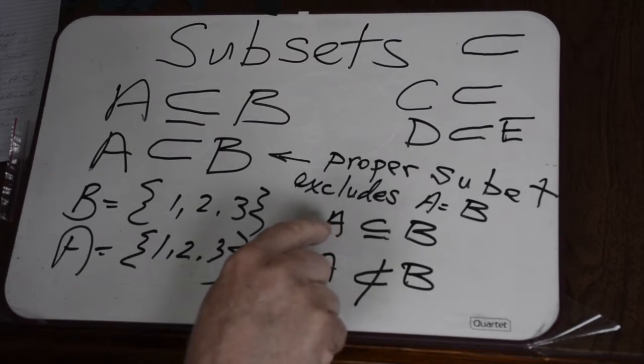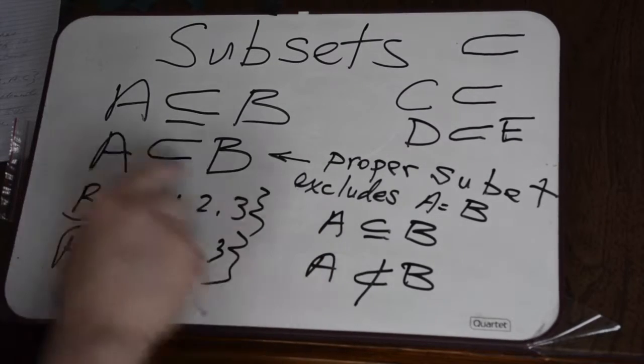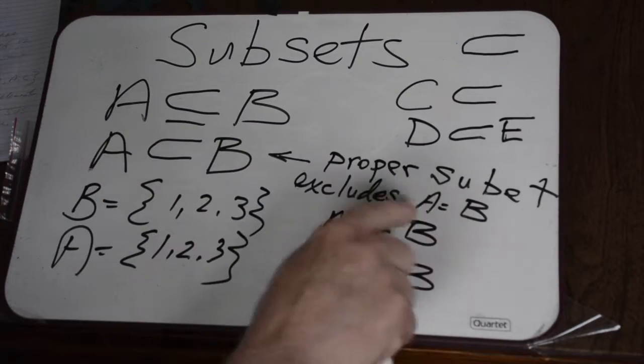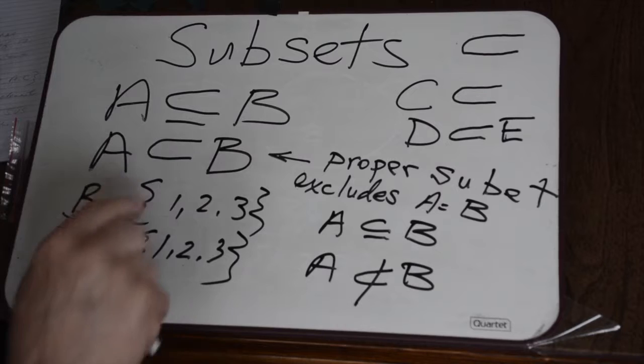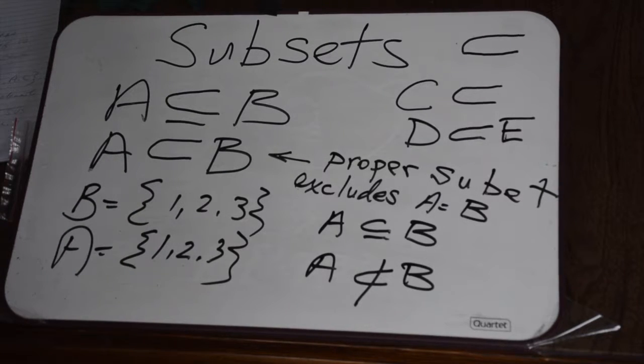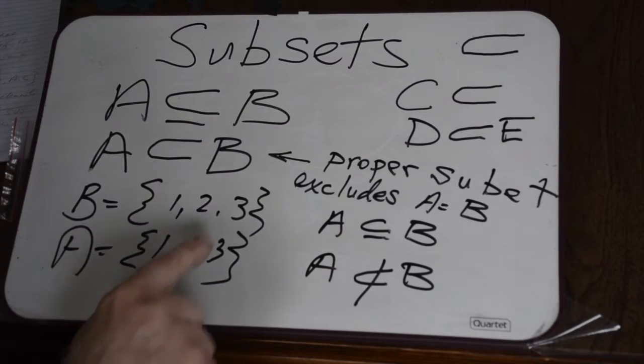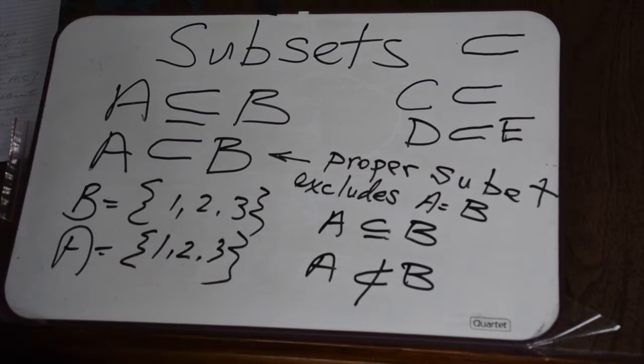It is a subset, but it's not a proper one because the proper notation excludes the possibility that A equals B. In this case, A equals B, right? All the elements are the same. That being the case, this is not a proper subset. You would have to not have one of those elements for it to be a proper subset.